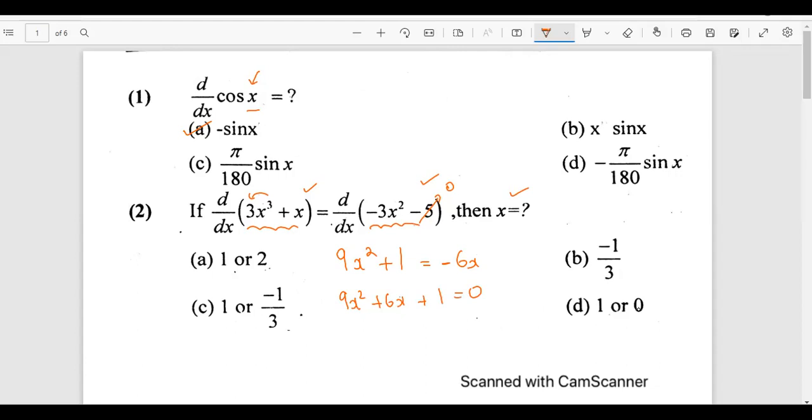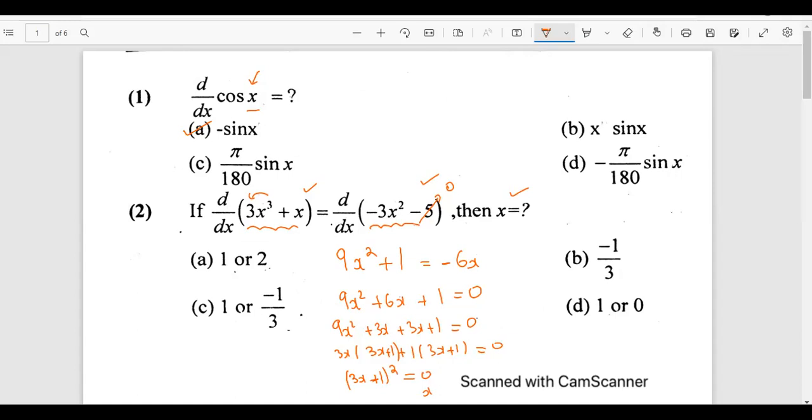So it would become 9x squared plus 3x plus 3x plus 1 equals 0. I can take 3x common, so it would give me 3x into (3x plus 1) plus 1 into (3x plus 1) equals 0. So I am left with (3x plus 1) squared equals 0. And the value of x is going to be what? Yes, it would be minus 1 by 3, right?